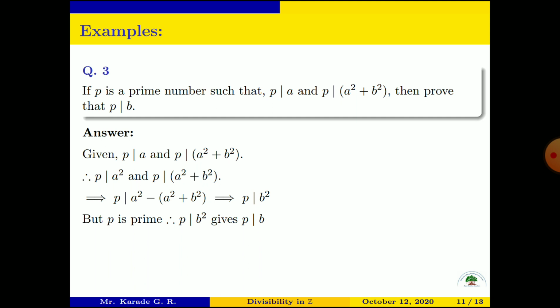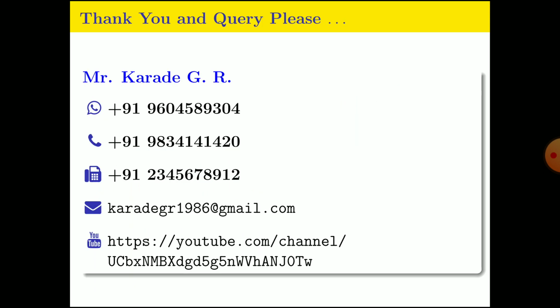So p divides a square. Take the subtraction of these two things: p divides (a square plus b square) minus a square, and this implies p divides b square. The a square gets cancelled and only b square remains. So p divides b square. But p is a prime, therefore p divides b square gives p divides b. Okay, this is the property of a prime number: if p divides b square, then p divides b. So this example is also over.